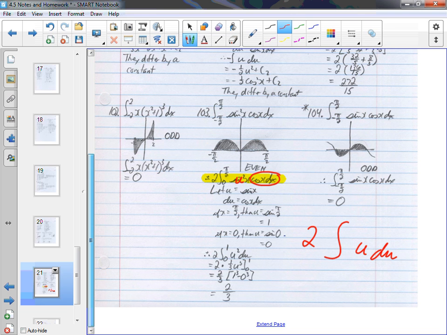So if x equals pi over 2, u equals the sine of pi over 2. And what's the sine of pi over 2? You can look on the screen. 1. And if x equals 0, then u equals the sine of 0. And what's the sine of 0? 0. So that's the integral we need to evaluate. Right there. Then you do the power rule. Then you do evaluating. Then you do multiplying. And you get 2/3.